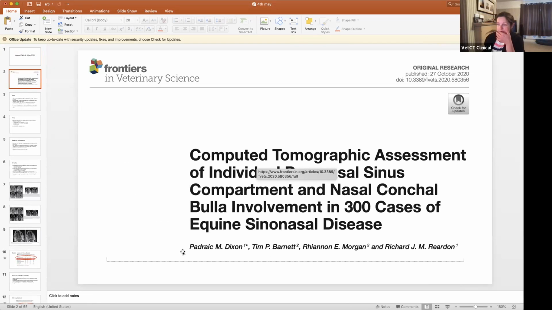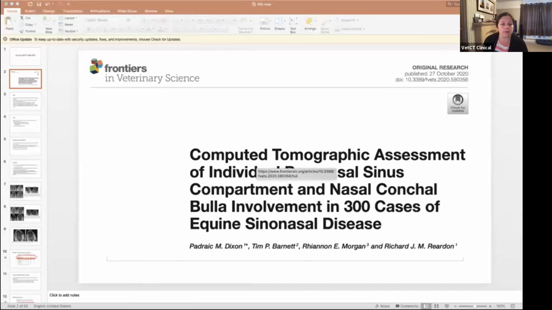Cool. So we'll start with this one, which is the Paddy Dixon CT assessment of nasal sinus compartment and nasal conchobullar involvement in 300 cases of sinus disease. I can just find the actual paper.